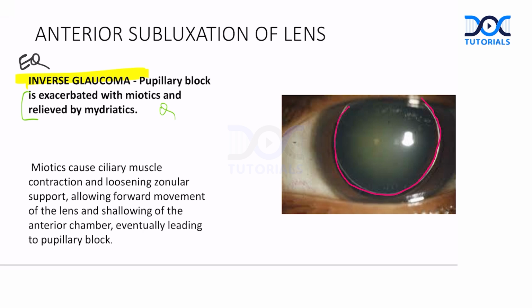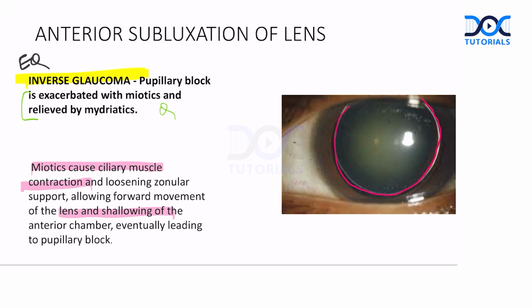Now let us understand the rationale. Why it is improved by atropine, why it is deteriorated by pilocarpine. So I hope you remember pilocarpine is one drug which causes ciliary muscle contraction, right? And it will actually bring the iris lens diaphragm further anterior, isn't it? So it is going to aggravate the pupillary block actually. Now what happens once you give atropine? Atropine will relax the ciliary muscle and it will bring back the iris lens diaphragm. So it is kind of relieving the attack here.